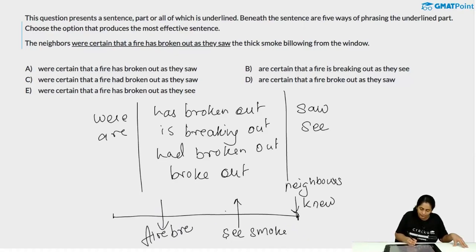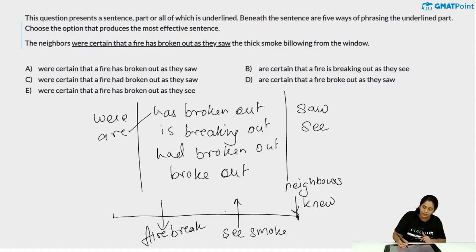So if I see, for me to know something, it should have occurred at some point in the past, and the cause of that symptom should have occurred even further down the past. For me to see the smoke, the smoke should have started billowing at some point in the past, and for that smoke to billow, the fire should have occurred even before that. So if the neighbors are certain right now, then it means they are seeing the smoke right now. You can say the neighbors are certain because they see the smoke, and if they see the smoke, the fire has already started. So you can say they are certain, they see the smoke, and the fire has broken out. That is one valid construction.